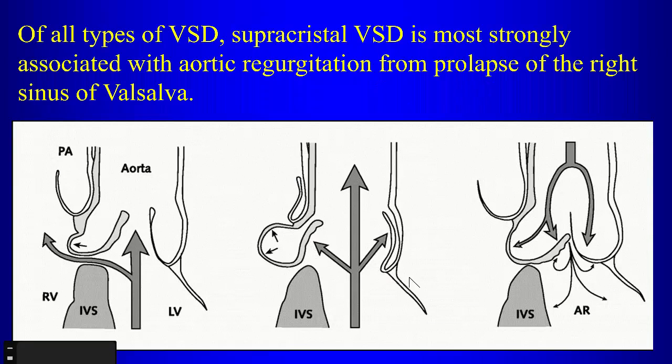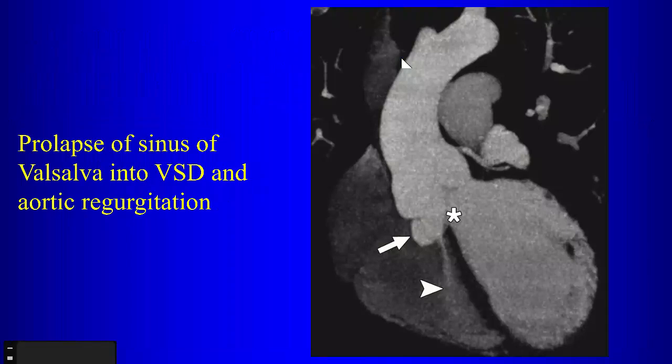There's good news, bad news. The good news is it can help to close the defect. The bad news is you can develop aortic regurgitation and a sinus of Valsalva aneurysm from that. Okay? And then here's an example here. We have prolapse of the sinus of Valsalva into a ventricular septal defect. You can actually see the aortic regurgitation here coming down into the right ventricle.